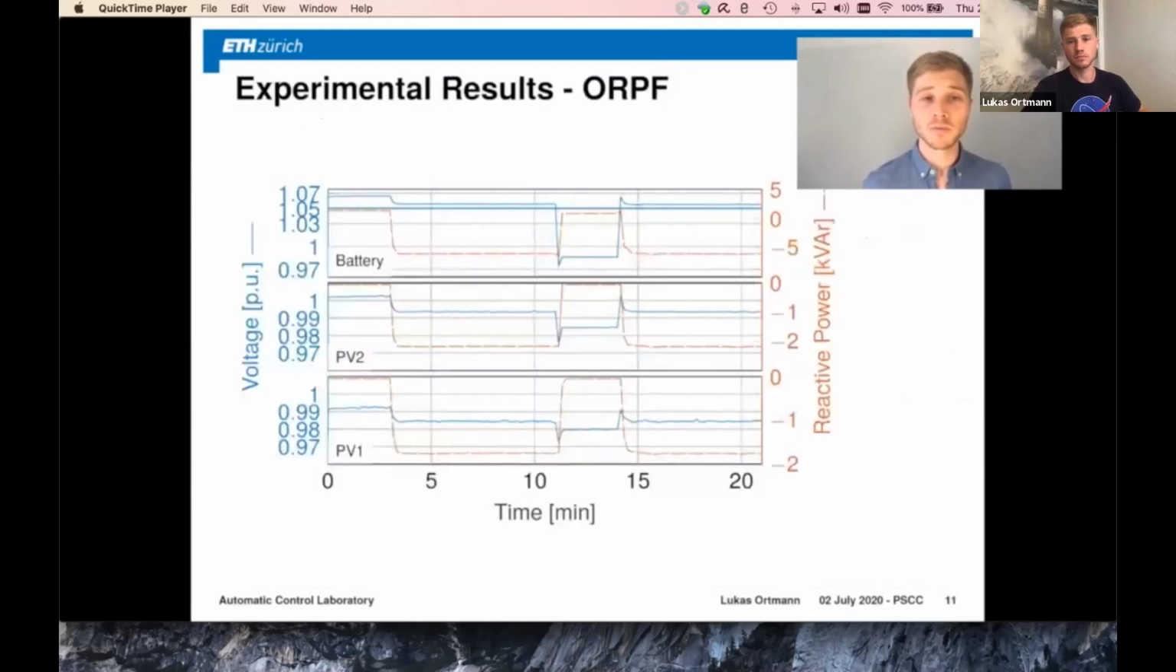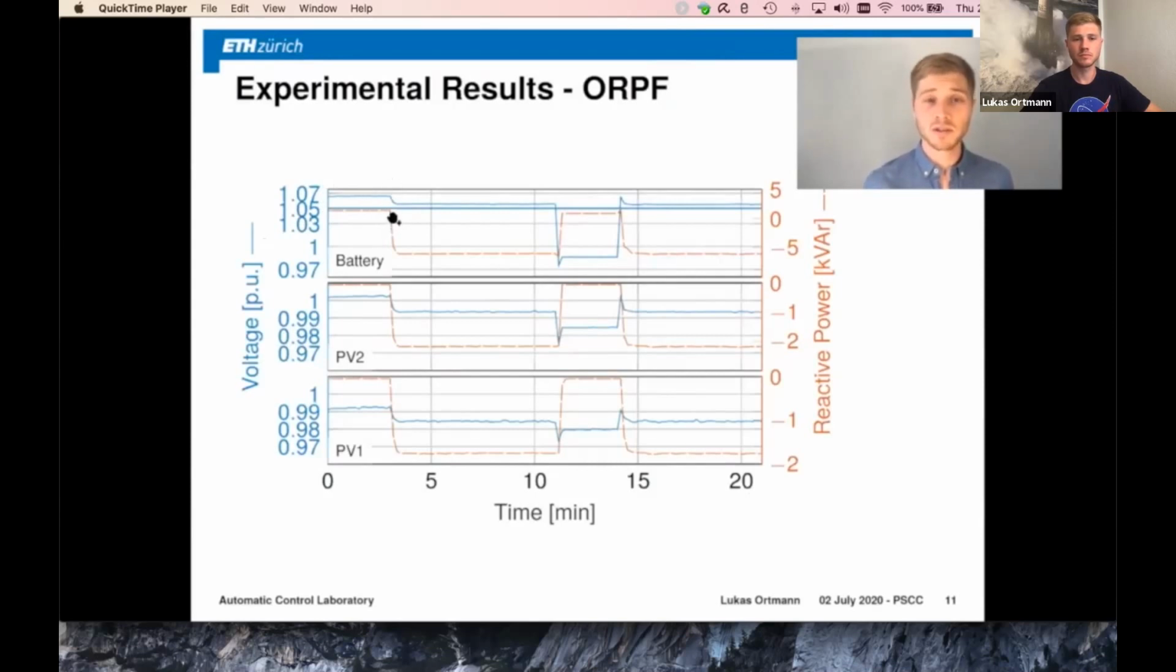So let's first take a look at what happens with the optimal reactive power flow approach. What we can see here is 20 minutes of experimental data. And on the right y-axis, we have the reactive power that the PV1, PV2, and battery inject. And on the left side, we see the voltage, that's the blue curve, also measured at the battery, PV2 and PV1. So after 3 minutes, we activate our controller. And because of a large active power injection at the end of the feeder, we have this high over voltage at the battery. And remember that the voltage band is 1.05, so we have an over voltage of roughly 0.02 here. So at minute 3, we activate the controller.